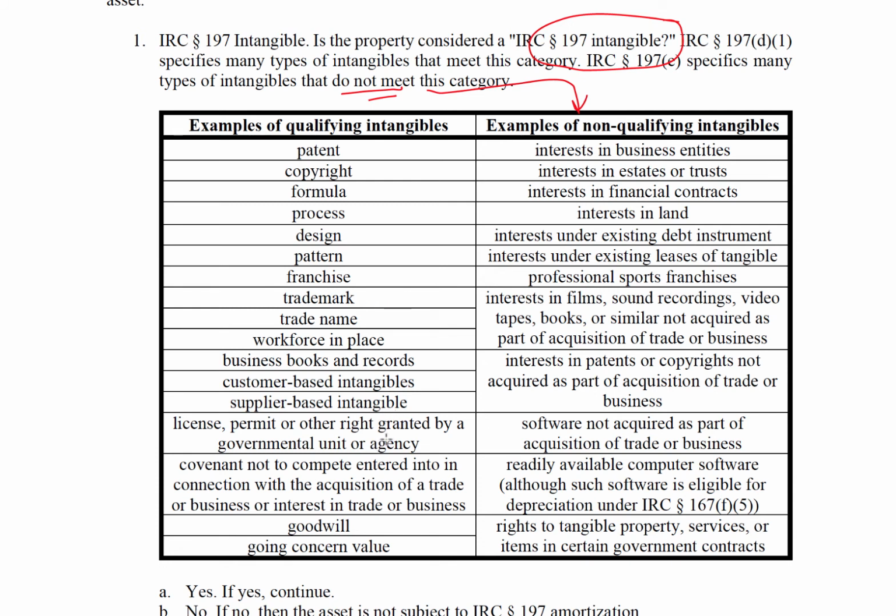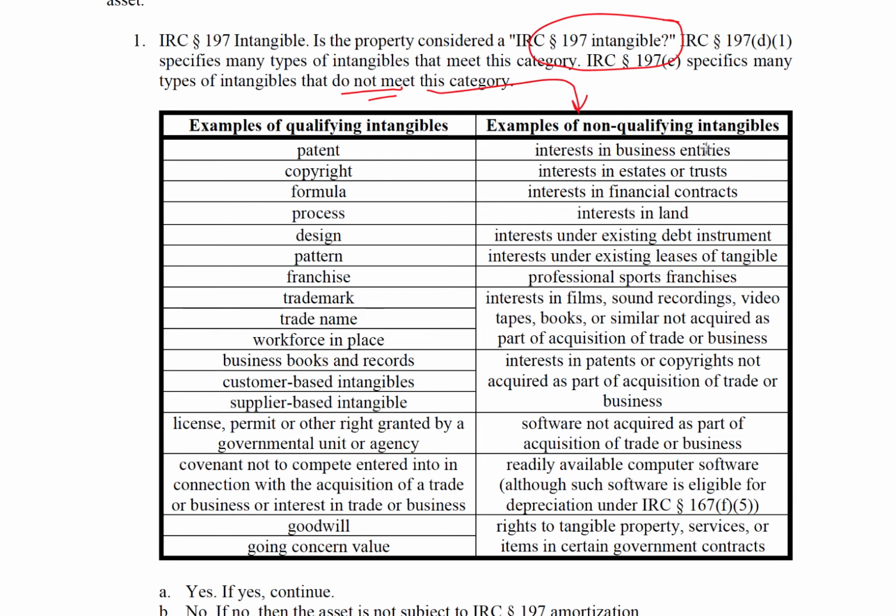As long as they are entered into in connection with the acquisition of a trade or business or interest in a trade or business. That's the key. So they have to be entered into in connection with buying a business, basically, or acquiring it. Goodwill and going concern are the catch-all. Those are really hard to generally define, but they are amortizable with respect to those items.